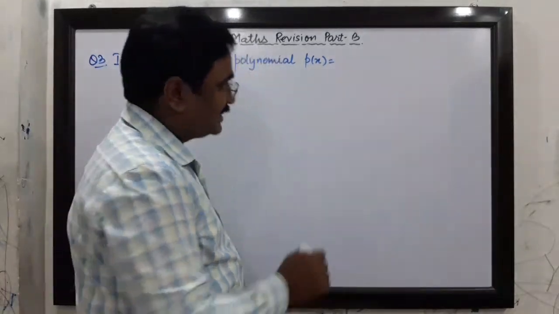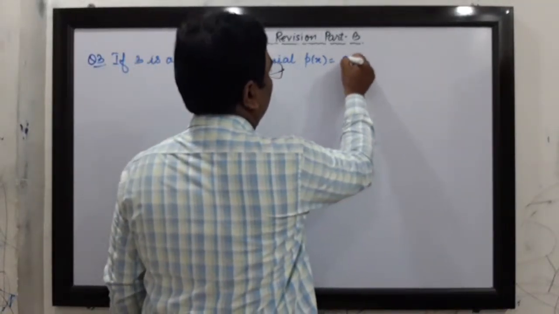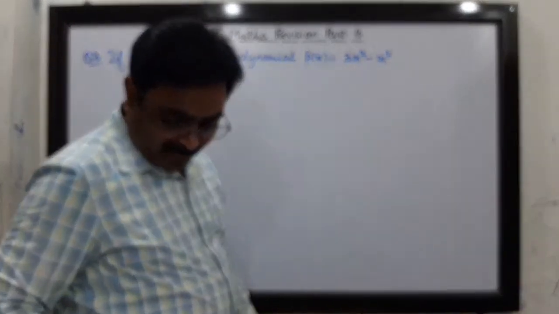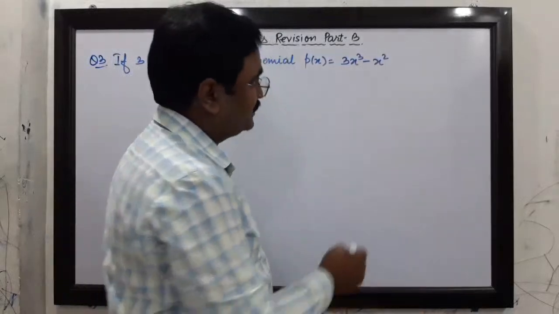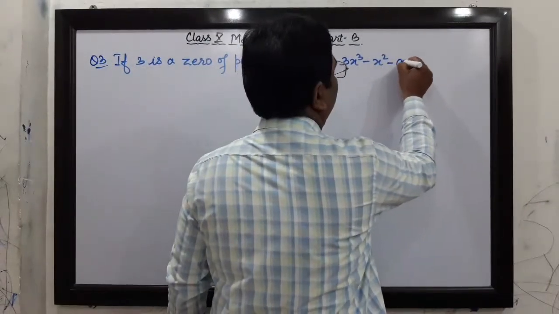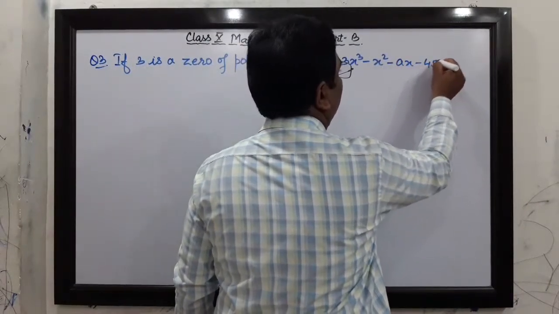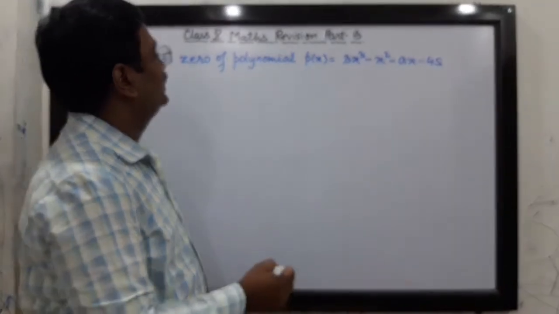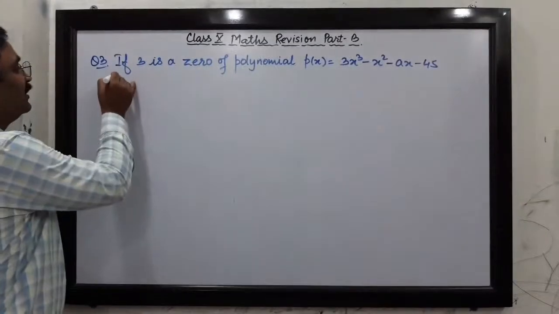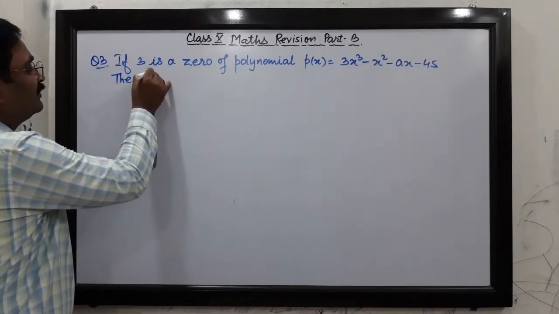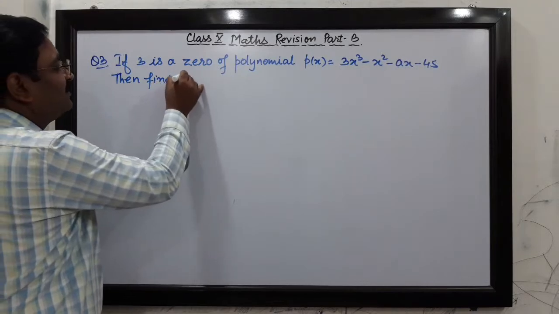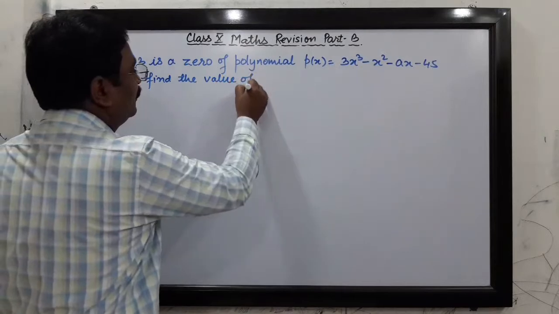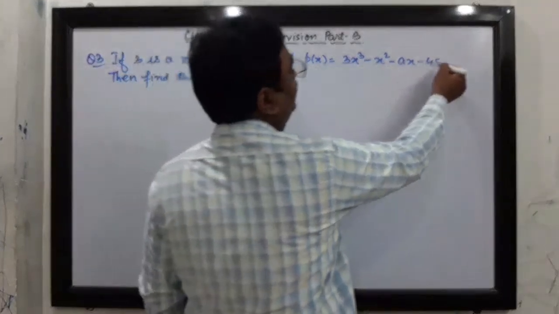3x cube minus x square minus ax minus 45, then the question is asking, find the value of a. Find the value of a, की वैल्यू हमें फाइंड करनी है.